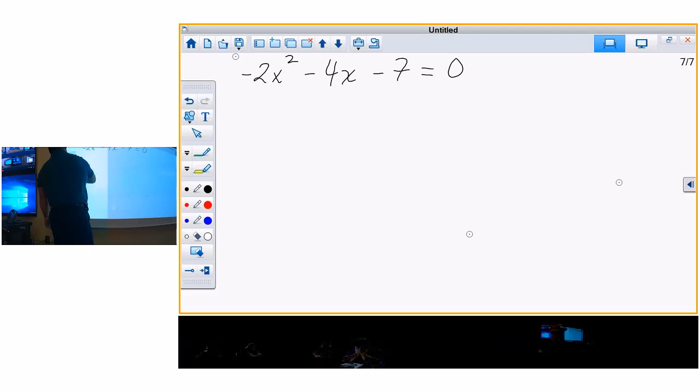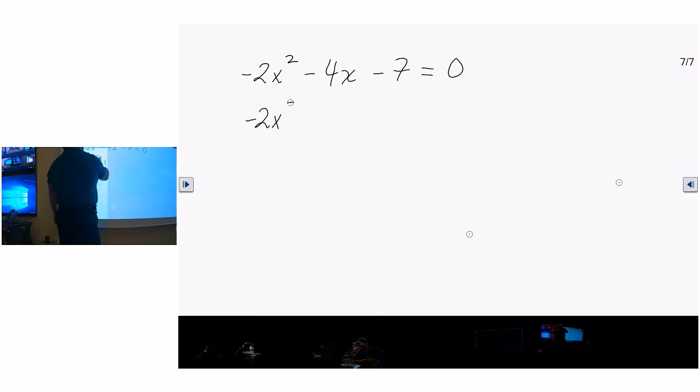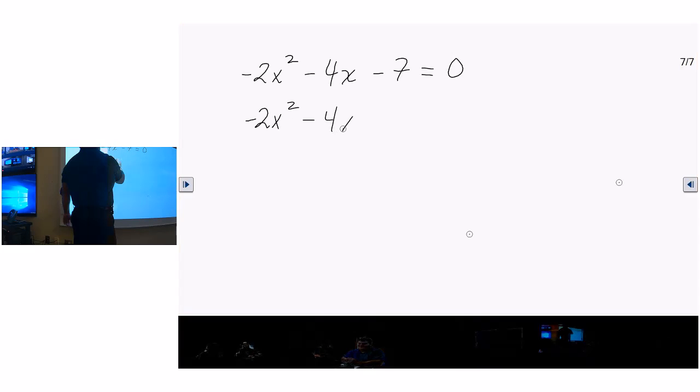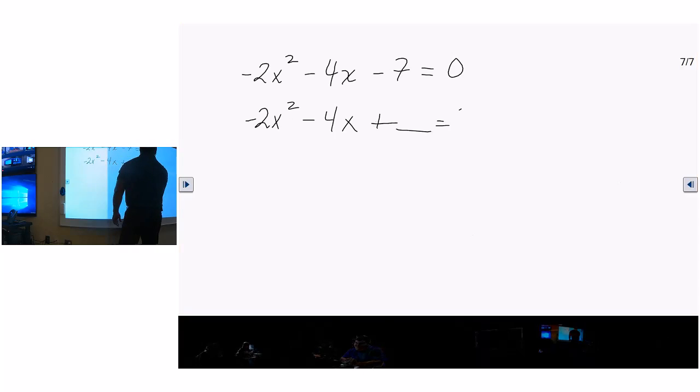So, now that I've got off my preaching box, negative 2x squared minus 4x plus blank is equal to 7 plus blank.